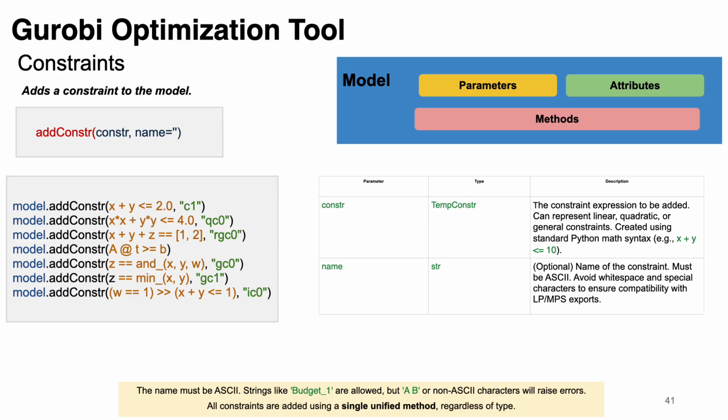You can add a quadratic constraint by multiplying variables: x times x plus y times y is less than or equal to 4.0. You can even use it for advanced general constraints such as setting a variable z equal to the mathematical AND of x and y, or creating indicator constraints with the implies operator. Regardless of the mathematical complexity, you use this single unified method to insert the rule into your model.